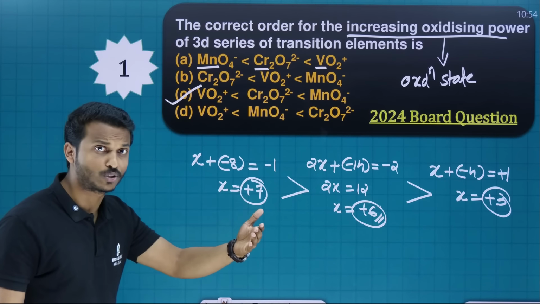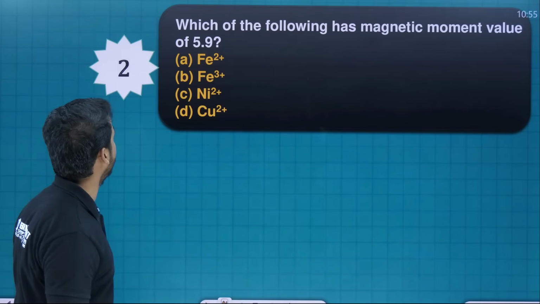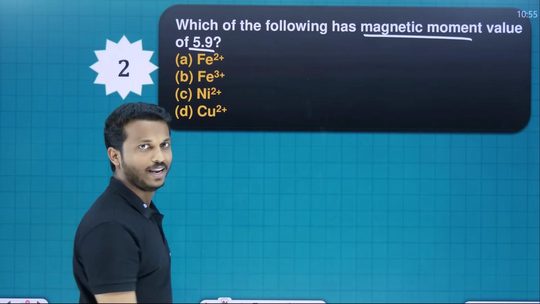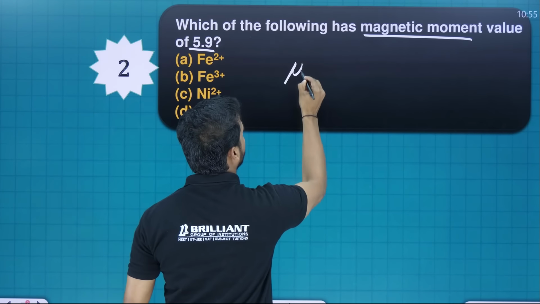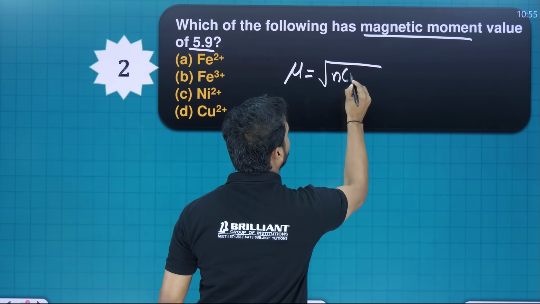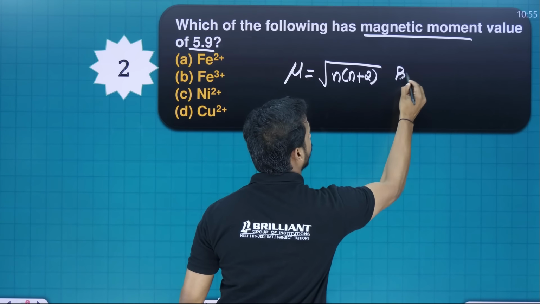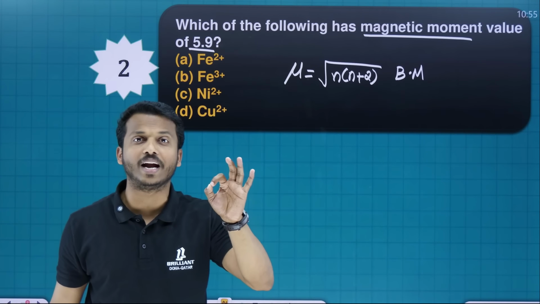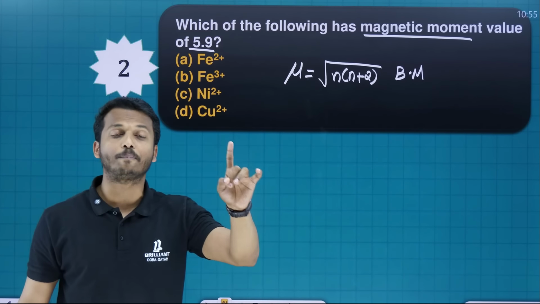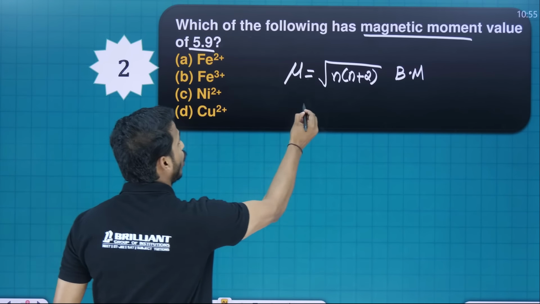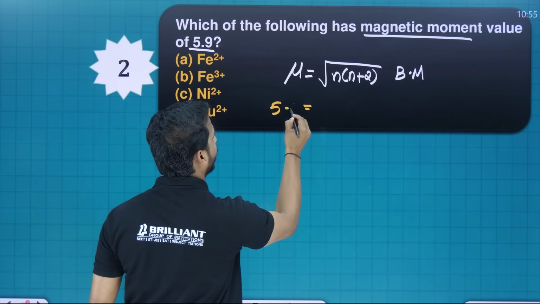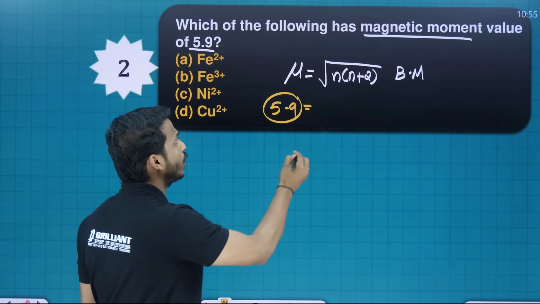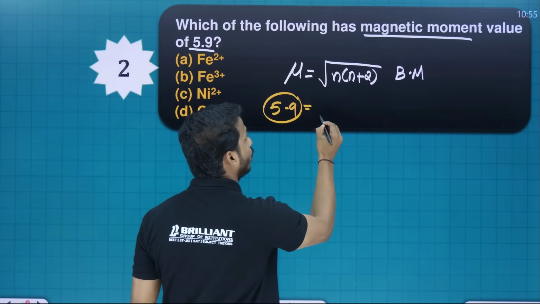Ready? I think the question is clear. Let us go for the second question. Which of the following has magnetic moment value 5.9? What is the equation for magnetic moment? Mu equals root of n into n plus 2 Bohr magneton. Yes or no? Where n is the number of unpaired electrons. So if you want to get overall magnetic moment 5.9, what should be the value of n? n should be 5.